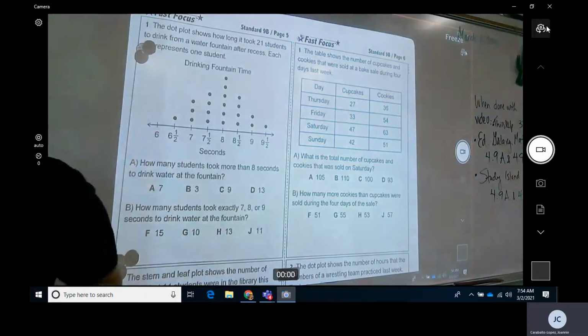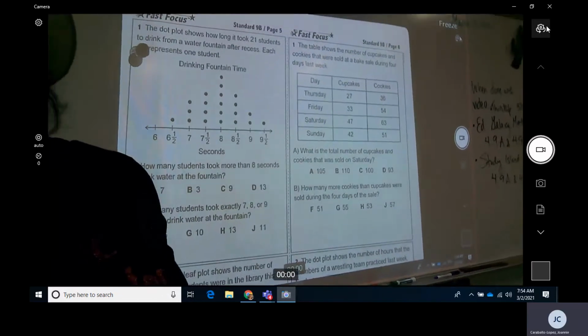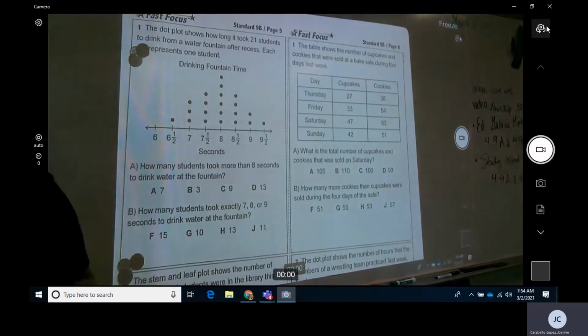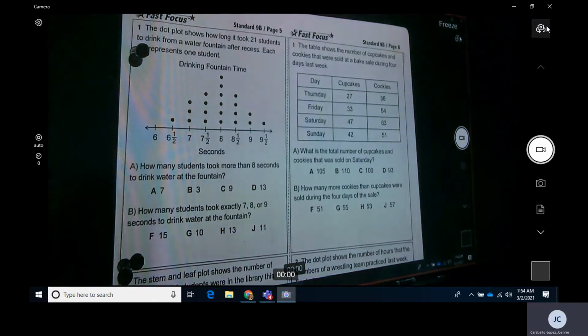All right. So really quickly, okay, what does our first problem say? It says the dot plot shows, can you lower those window curtains? The dot plot shows how long it took 21 students to drink from a water fountain after recess. Each dot represents one student.